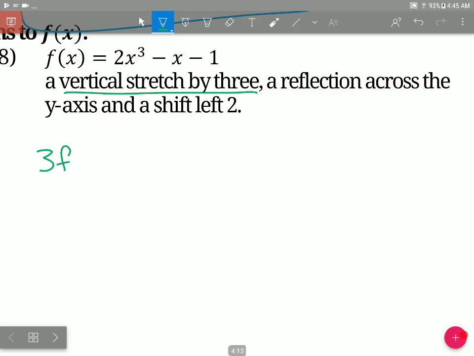A reflection across the y-axis, well, that's a negative x on the inside. To go across the y, you get a negative on the inside. And to shift left 2, well, that means, oh wow, that one's a tricky one. That's actually really a negative 2 on the inside. I know you think backwards, but remember it's negative 2 divided by the negative 1.